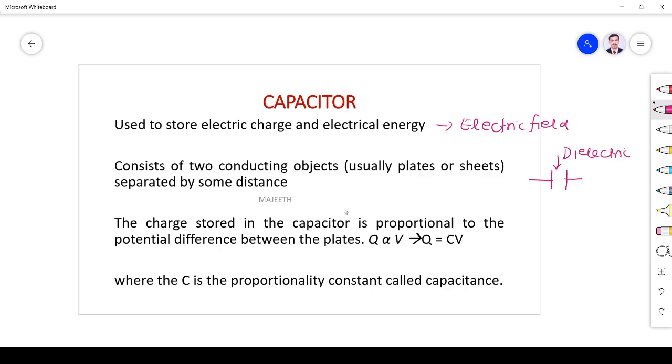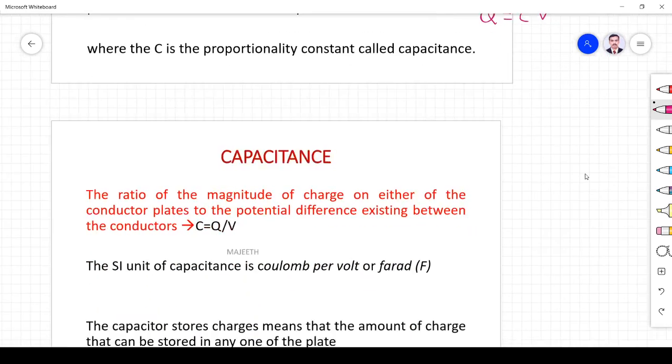Moreover, the capacitor is used to store charge, and the charge stored in the capacitor is directly proportional to the potential difference applied between the plates. That is, charge stored Q is directly proportional to V, the potential difference. If you take a proportionality constant C, Q is equal to CV. This is very important. That proportionality constant is called capacitance. So C is called capacitance. That is a very important point to be noted.